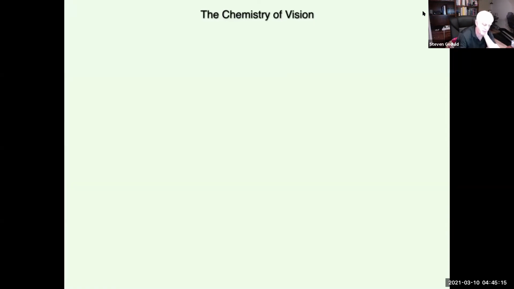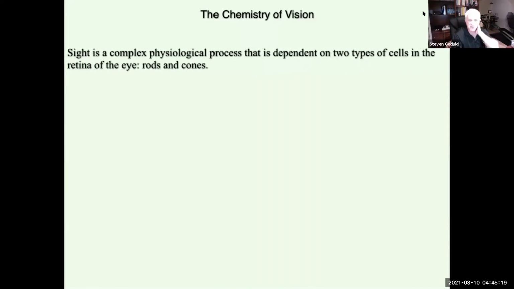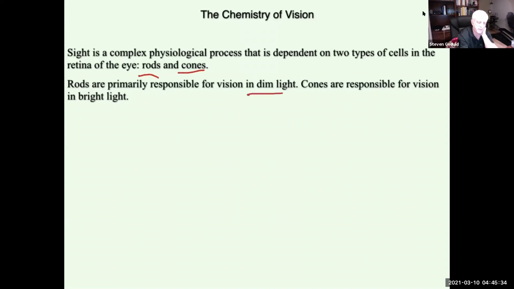So the chemistry of vision works by these same reactions. Sight is a physiological process depending on two types of cells. We have rods and cones in our eyes. Rods are night vision, cones are for the day, for our acute color vision. Rods see black and white, cones see color. Rods are responsible for vision in dim light, night vision. Cones are responsible for vision in bright light. That's your accurate vision.